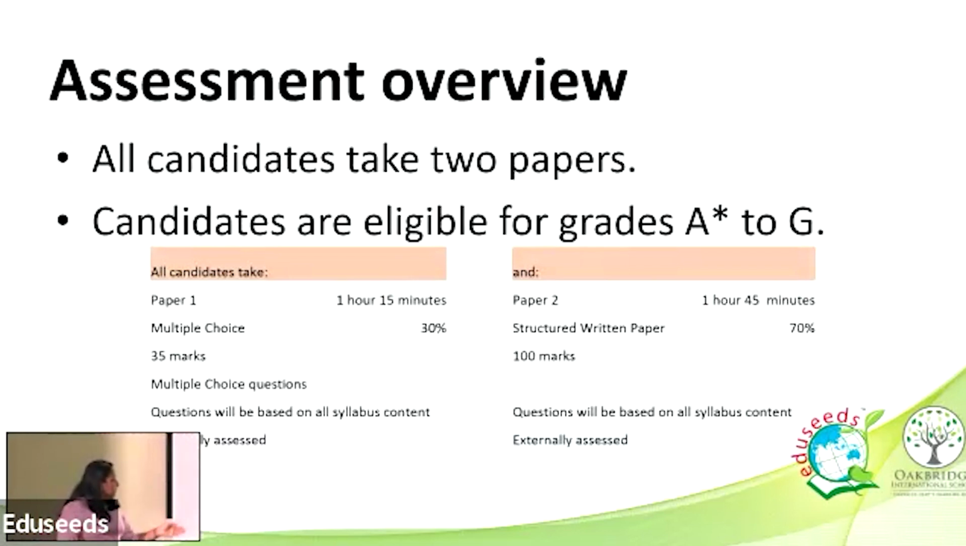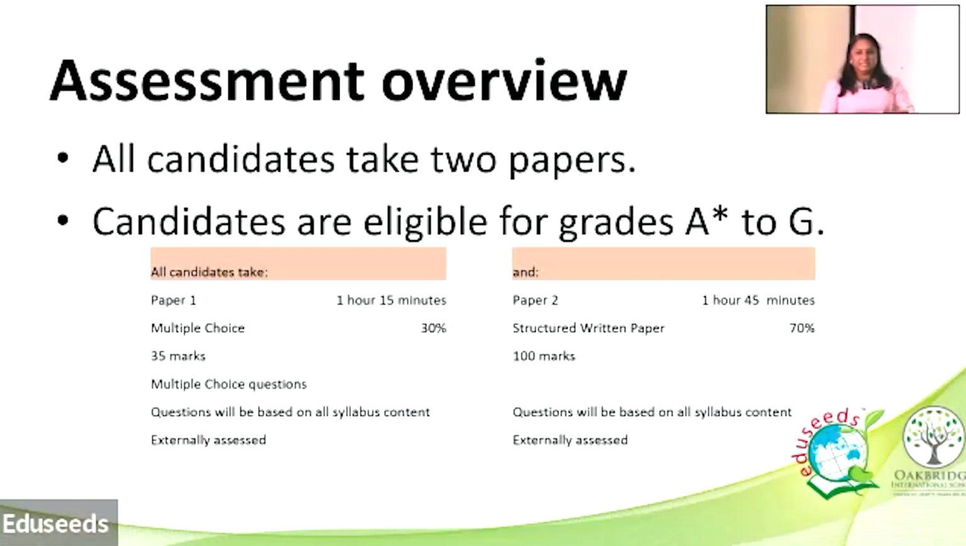All candidates need to take 2 papers, and candidates are eligible for grades from A star up to G. I'm sure all of you are going to get A star. Be confident, right? You can never even look at the G. We don't want the G at all. So we have 2 papers, where paper 1 is MCQ, multiple choice questions. You will have A, B, C, D, E, and then you just choose the most accurate answer.